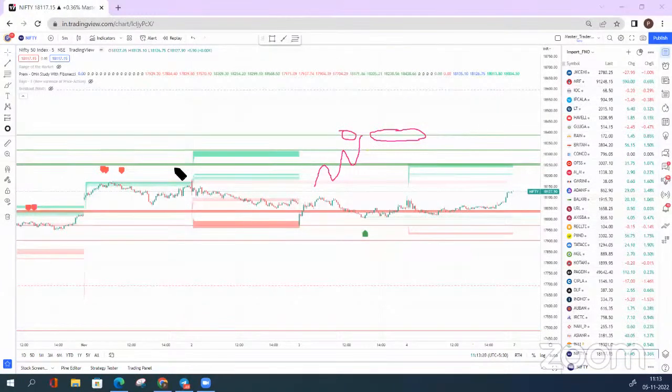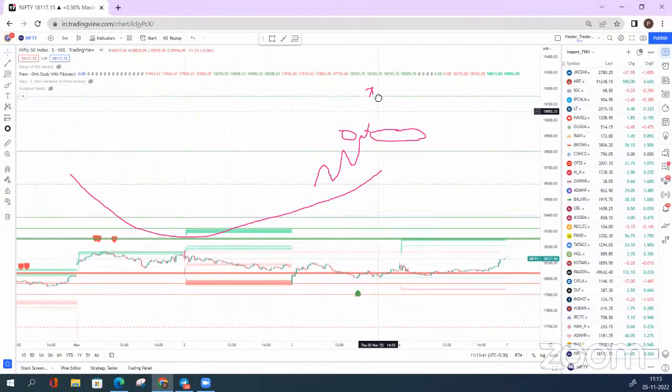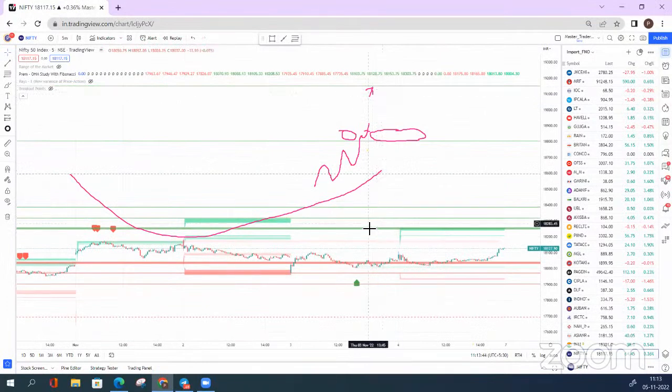But when the market crosses this level and the trend is also on the upside, you will see the stock heading towards this level first, and it will hit this level. After hitting this level, it will go and hit this level also, and this level also. That means you need to select stocks which are above this line. This line is an important line.